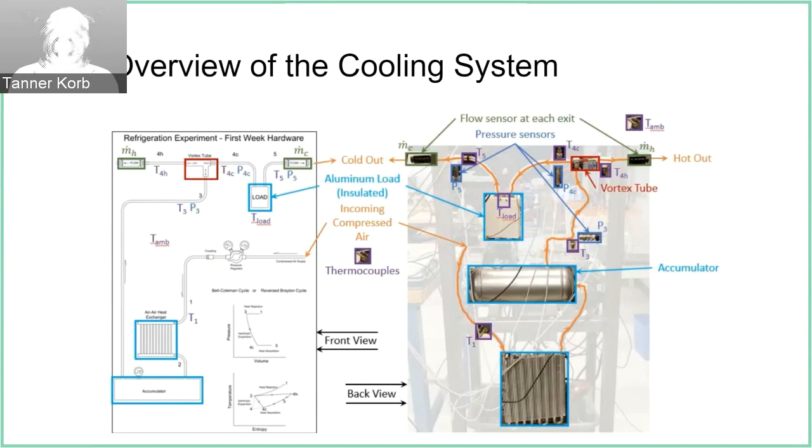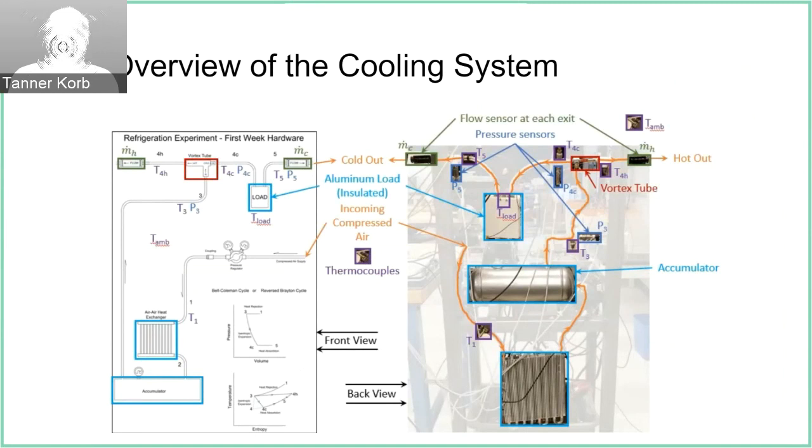Firstly, incoming compressed air is set to room temperature using the heat exchanger. The air then enters a vortex tube, which has a cold and a hot output. The cold output is fed to the aluminum block, which is covered with an insulator, to cool it down.